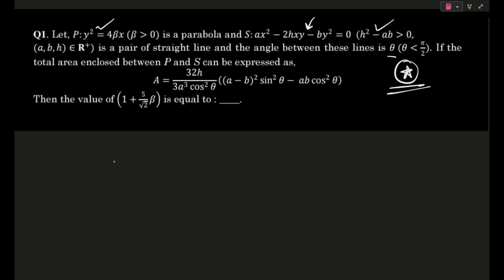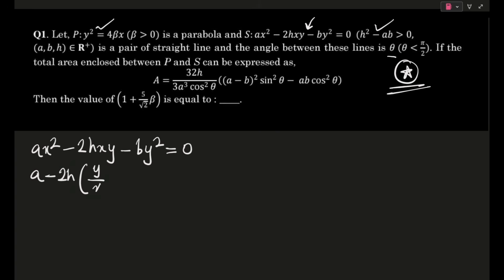So for that, actually I am starting off now. Basically, first thing that I will do is I will write off our equation, which is ax square minus 2hxy minus by square equals to 0. And now what I am going to do is I will divide this complete equation with x square. Okay. So this equation will become a minus 2h times y by x minus b times of y by x whole squared is equal to 0.